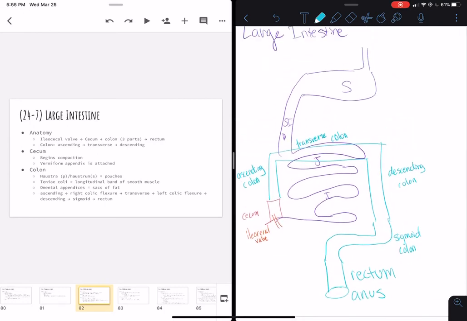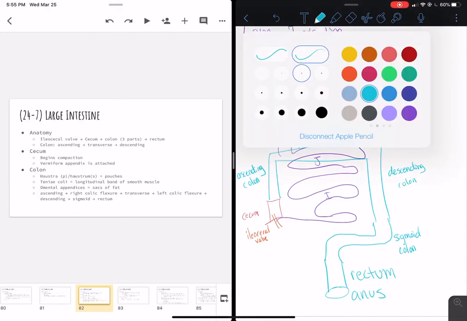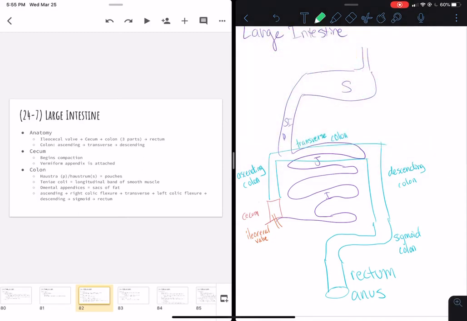Okay. So the cecum. This is where we also begin compaction. First we did a lot of peristalsis through here. We didn't do quite a lot of segmentation. We usually save that for the large intestine. So we begin compacting in the cecum so that we can start segmentation through the large intestine. We also have something called the vermiform appendix, which is attached at the cecum.